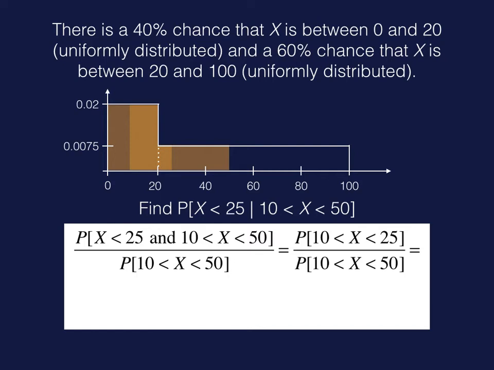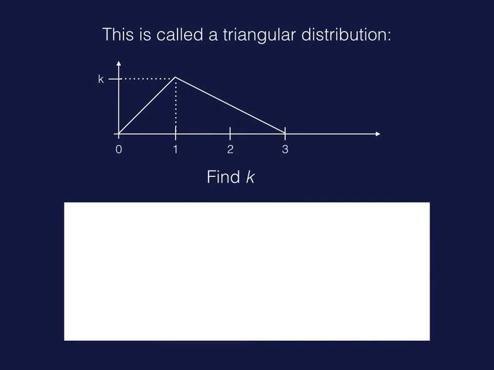And the denominator is the answer from before. The numerator is the area between 10 and 25. Anyways, you can figure it out. It's 0.2375. And when it's all said and done, the answer is 0.5588. Okay, moving on to the next one.